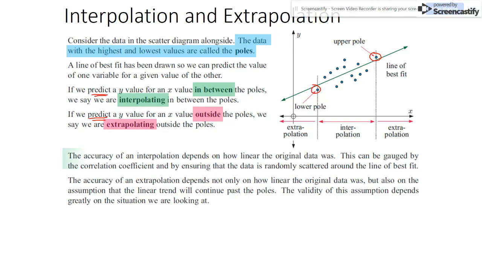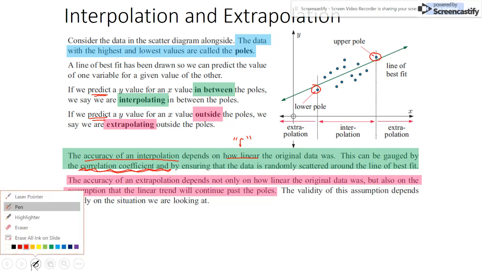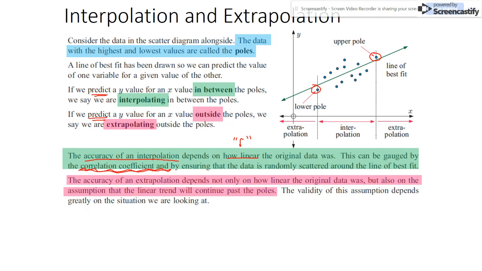There's some issues with both of them, right? So the accuracy of interpolation depends on how linear the original data was. So that is directly connected to the correlation coefficient, R. Okay? So how linear, what's the value of R? For extrapolation, a couple of things. Not only does it depend on how linear the original data was, but it also assumes that the linear trend will continue. That's a pretty big assumption, right?